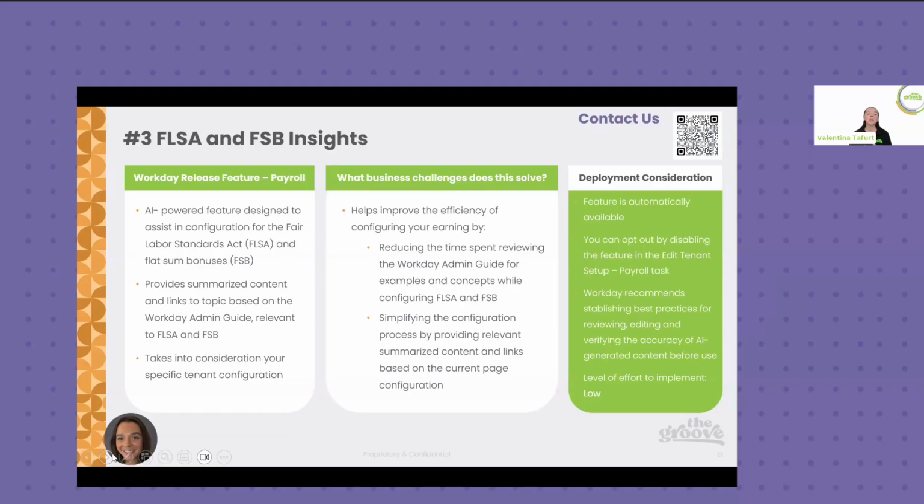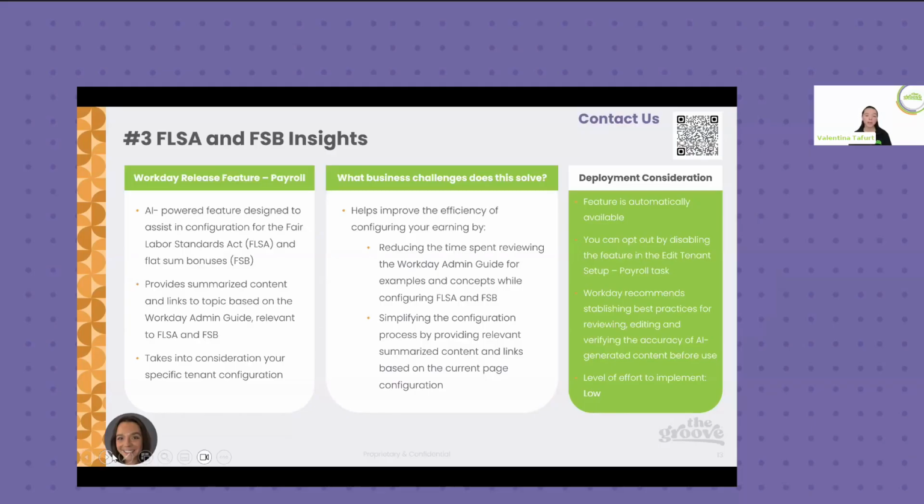So as we may know, the configuration of all of this can vary a lot, right? By consultant or personal preference. There's many ways to configure FLSA and flat zone bonus. The AI part of this is that Workday is going to look through your tenant and understand what configuration route you've taken, and the suggestions or input that it's going to give you is going to be relevant to your specific configuration.